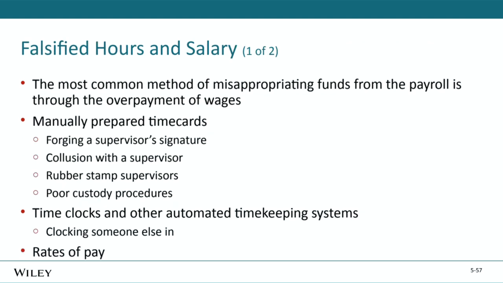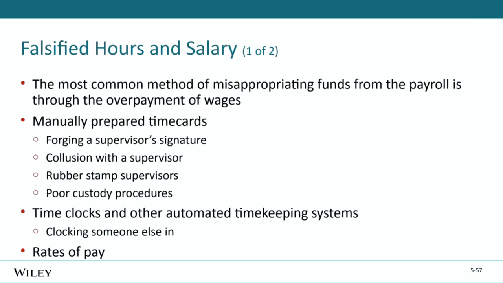Another scheme is falsified hours and salary. The most common method of misappropriating funds from payroll is through overpayment of wages. If you have manually prepared time cards forwarded for a supervisor's signature, employees can collude with the supervisor, if you've got that rubber stamp supervisor who just signs off on everything. You have poor custody procedures with time clocks and other automated timekeeping systems. You have someone else clock in for you, and clock out for you. So you come in late, but you've got your buddy who'll clock in for you. Okay, nowadays they need maybe their company ID to do that.